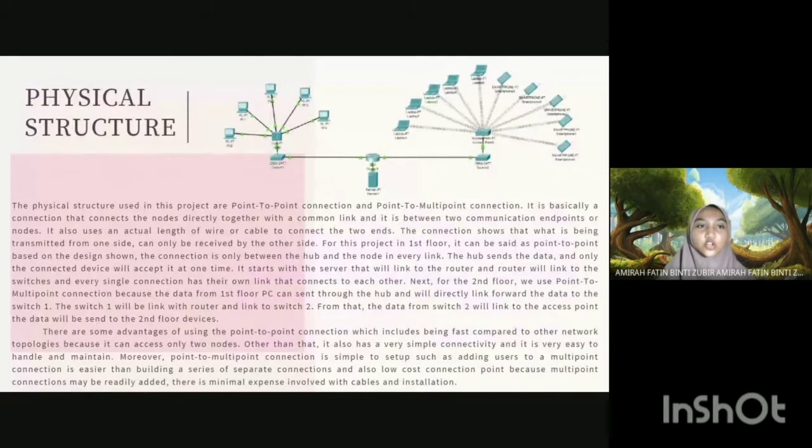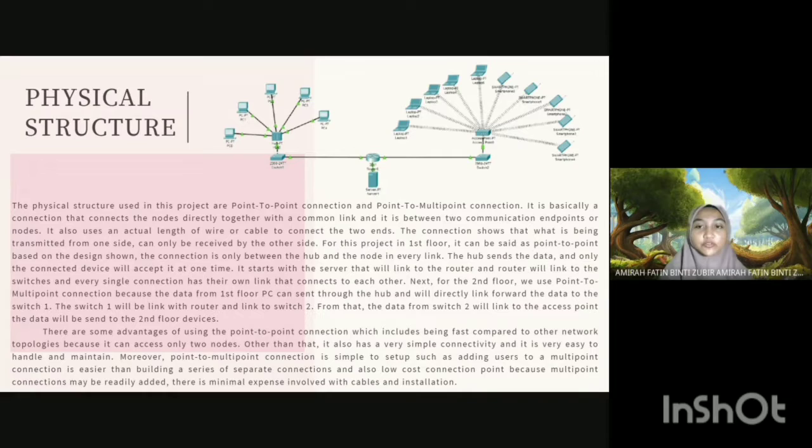Next is physical structure. The physical structures used in this project are point-to-point connection and point-to-multipoint connection. Point-to-point is basically a connection that connects the nodes directly together with a common link, between two communication endpoints or nodes. It also uses an actual length of wire or cable to connect the two ends. The connection shows that what is being transmitted from one side can only be received by the other side.